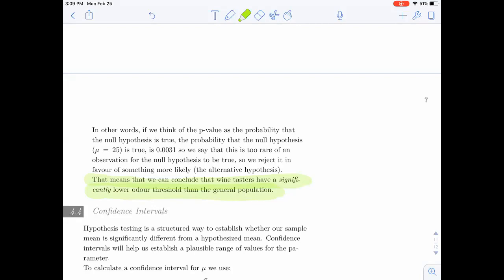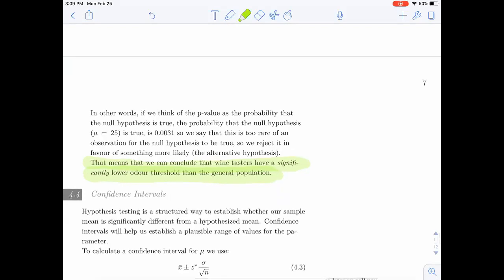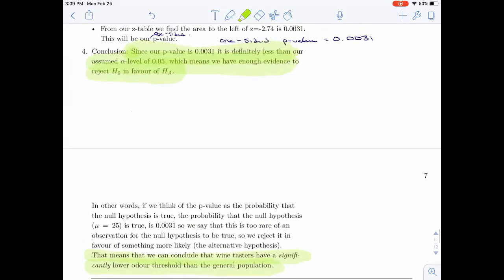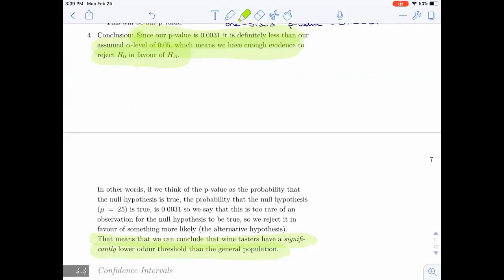Because the null hypothesis that we were assuming was that the mean odor threshold for wine tasters is also 25. We assumed that until now at the end, we're saying, well, that's not looking to be true anymore. So now we can reject that null hypothesis and say, no, the mean odor threshold is probably less than 25. And then you can reword the question as an answer. So the highlighted sections here would make up a complete answer.